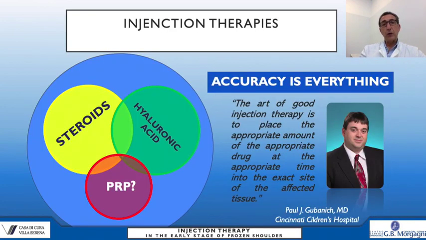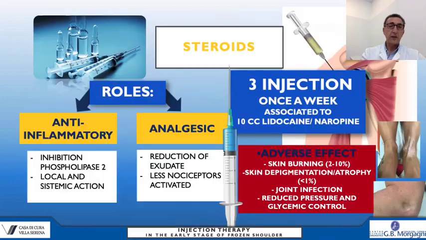But another key point is that during the injection therapy, we have to really give the appropriate drugs at the appropriate time, in the appropriate space where we're going to put them. What we usually inject is a steroid, hyaluronic acid, and PRP, and we have many other things, but we will focus on these.